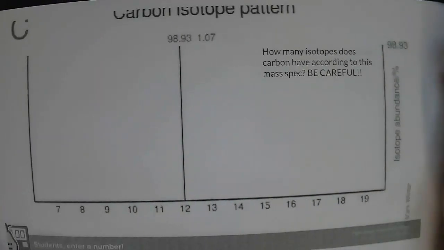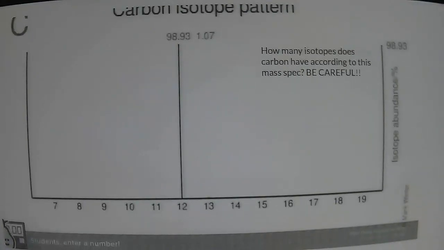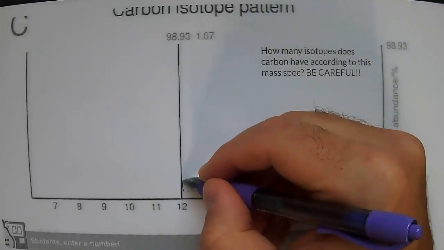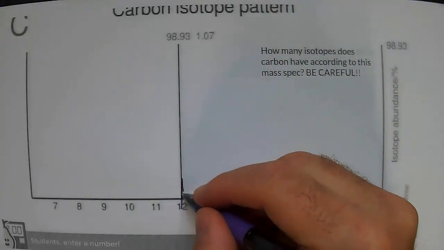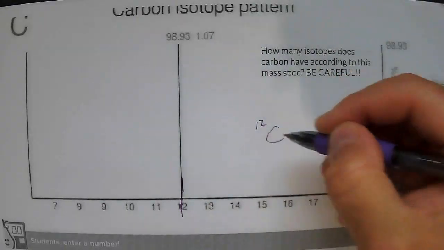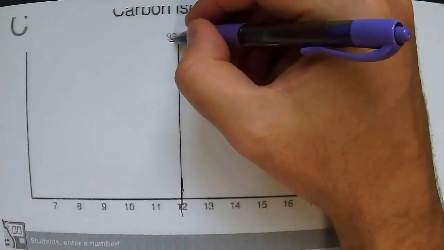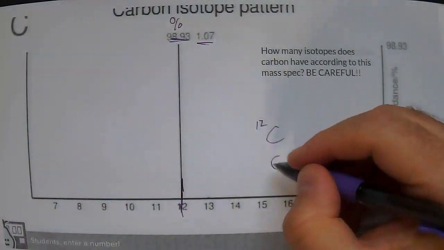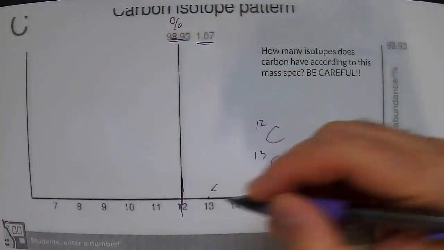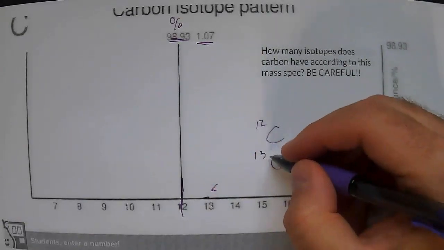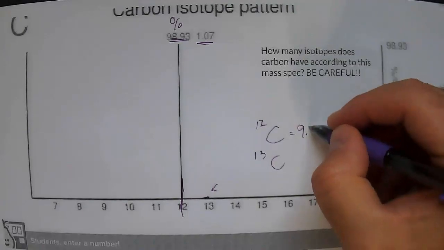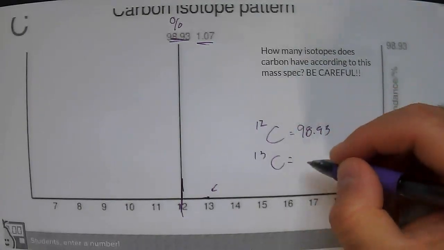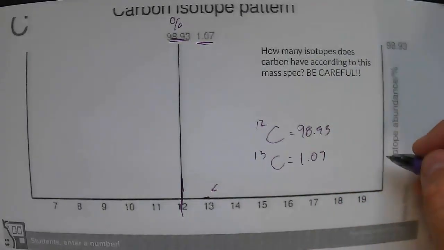Let's ask the question, looking at this, how many isotopes are on this mass spec? There are, in this case, 2 naturally occurring isotopes. If we look just at the peaks, there is this one here that's pretty obvious. So we have carbon 12. But look, up here when we look at the percentages, there are 2 percentages, and then if you look down here, you'll see this little itty bitty peak right here at carbon 13. So this is 98.93% abundant. This is 1.07% abundant.